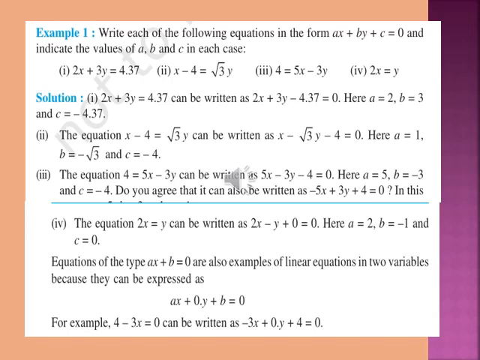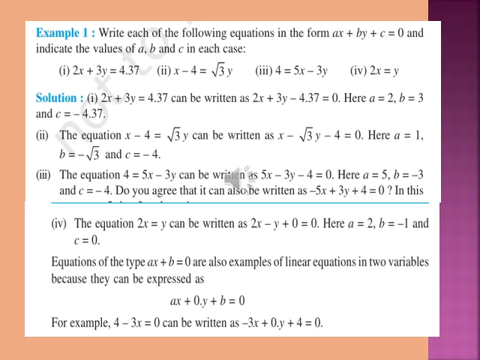See the third equation, 4 is equal to 5x minus 3y. So we will shift 4 to the right side. It becomes 5x minus 3y minus 4 equals 0. Here a equals 5, b equals minus 3 and c equals minus 4. So the equation is in the standard form. The equation 2x equals y can be written as 2x minus y plus 0 equals 0. So here a equals 2, b equals minus 1 and c equals 0.